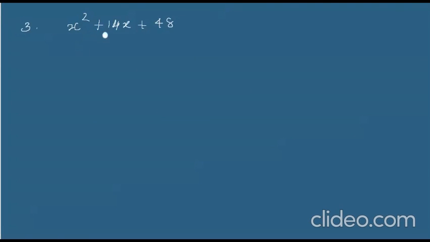Question number 3. Here x square plus 14x plus 48. Here if you multiply, all terms are positive. If you multiply, you should get 48. If we add, we should get 14. So which are the numbers? Write the factors. 1 into 48. Then 2 into 24. Then 3 into how much? 16. 4 into 12. 5 no chance. 6 into 8. 7 no chance. Then 8 into, again 8 came here. So these are the factorized forms.